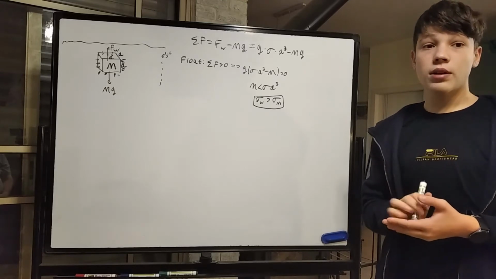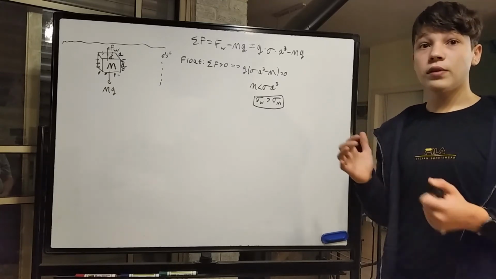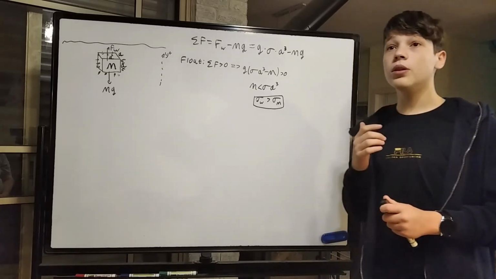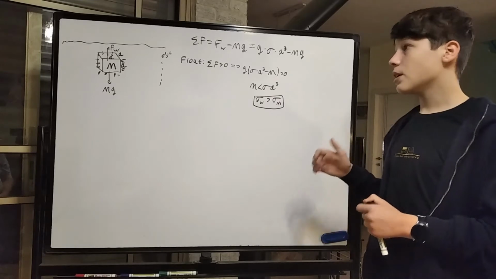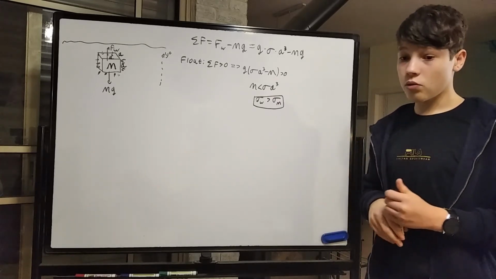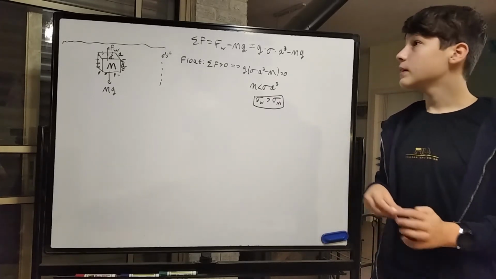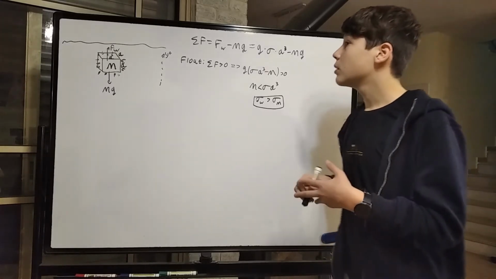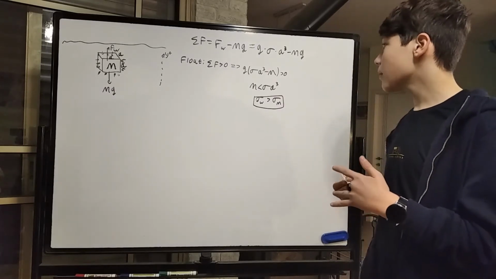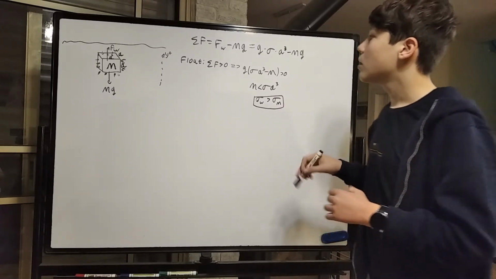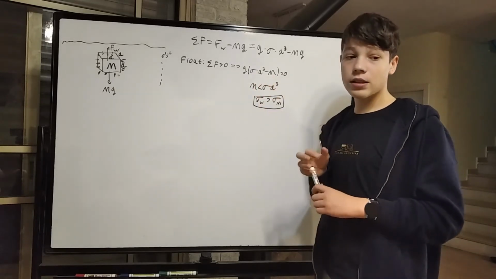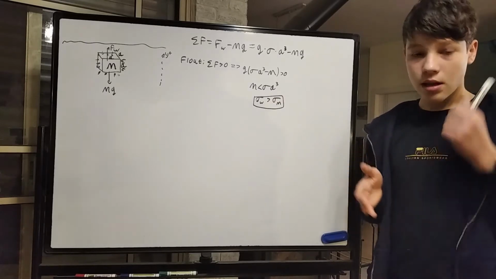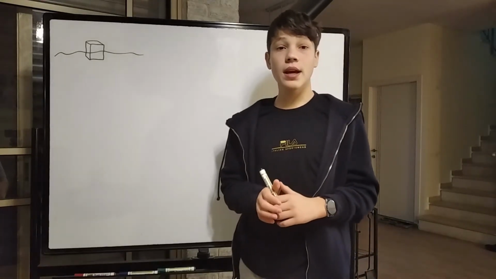So for example, a helium balloon floats in air because the density of the helium balloon is smaller than the density of the air around it, meaning that it will be pushed up. Which is why helium balloons float. So now we can erase this and look at our second problem.